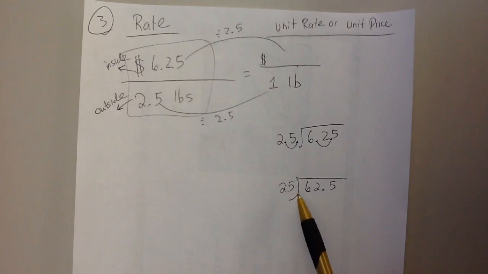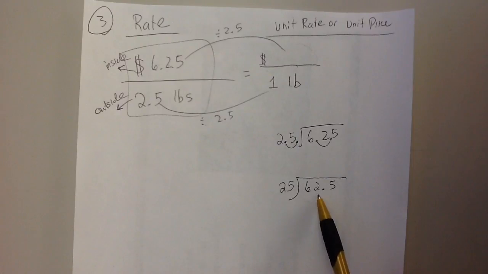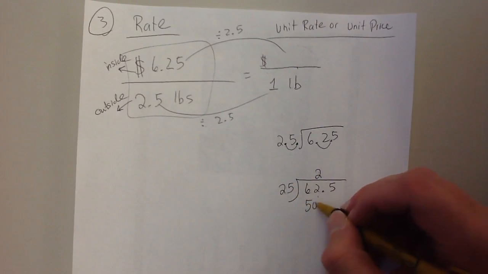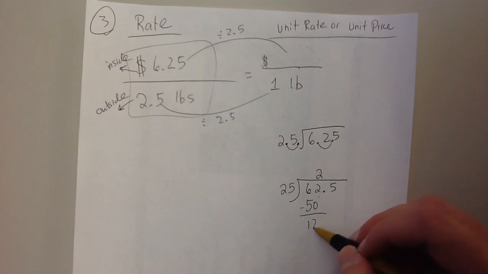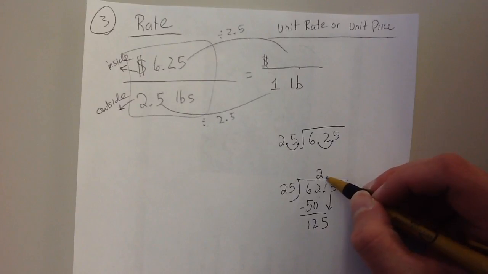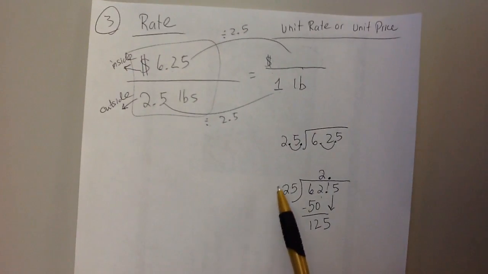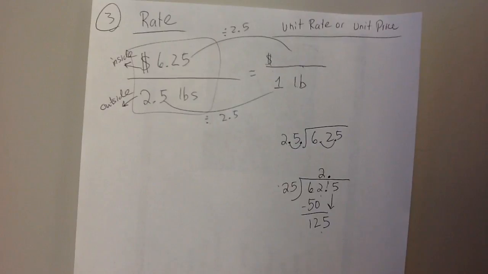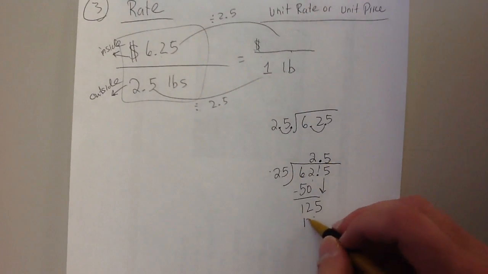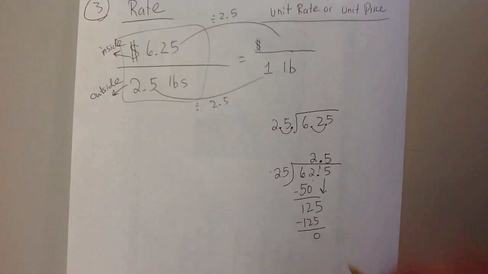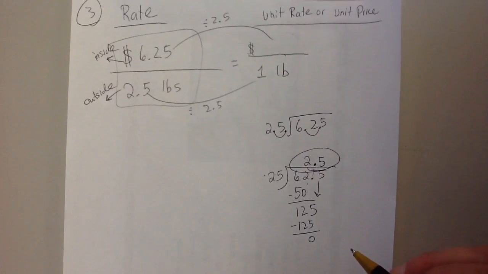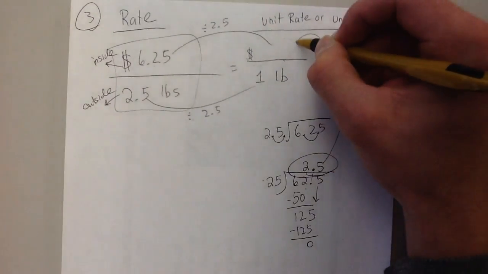So now I think to myself, how many times does 25 go into 62? And I should say 2. 2 times 25 is 50. I subtract and get 12. I've got to bring down the 5. My decimal point stays right there. So now how many times does 25 go into 125? Well, it goes in 5 times. 5 times 25 is 125, and I get a remainder of 0. Okay, so this right here will give me my price per pound. So that's what I put in right here.